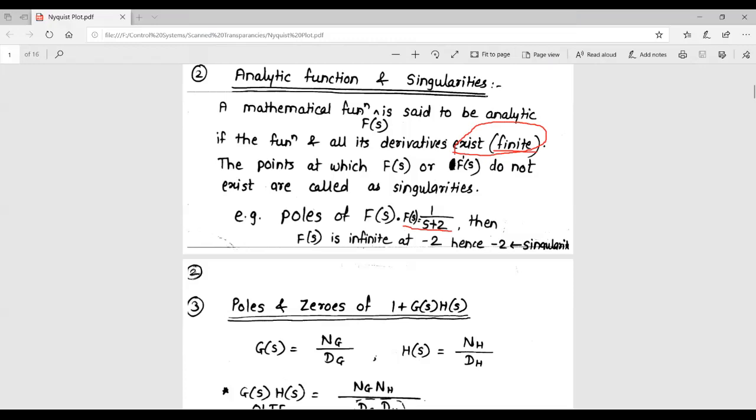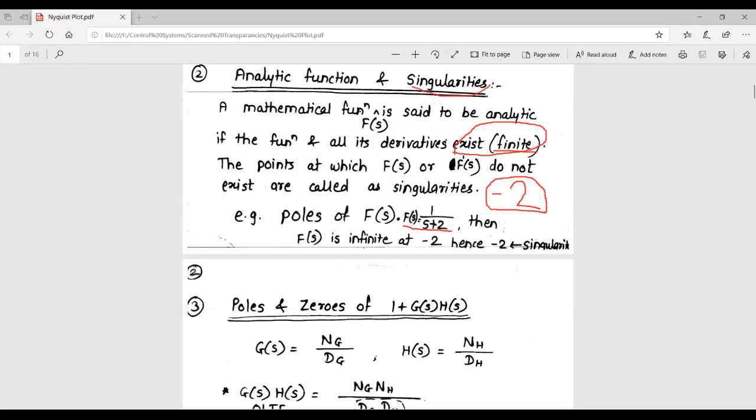Now in this case, we know that the pole is at -2, and at -2, the value of this function will become infinite. Because if you substitute s is equal to -2, f of s would be 1 upon -2 plus 2, which is 0. And so f of s will become infinity. Now in this case, at the value -2, the function is non-analytic. At all other points where the value of the function is non-infinity, the function is said to be analytic function, right?